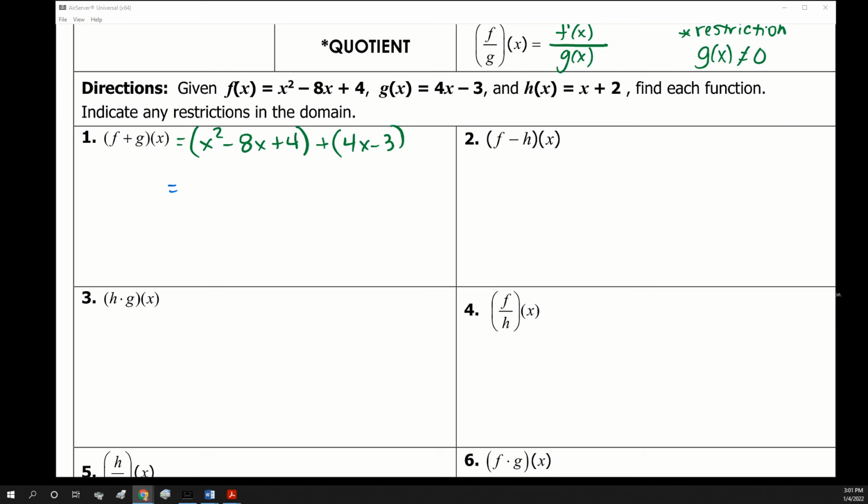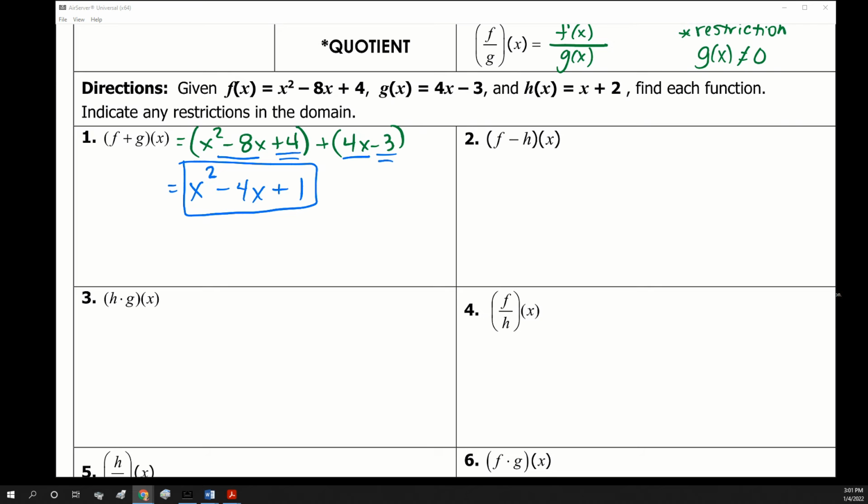Okay? And then I'm just going to add like terms. So with addition, parentheses don't matter. So just going to add like terms. So we have this x squared, but there's no other x squared, so it doesn't have a like term. So we're just going to bring it down. Right? Then we have negative 8x plus 4x. It's negative 4x. And then we have 4 minus 3, which is just 1. So that's the answer. Okay, so it's not too terrible.